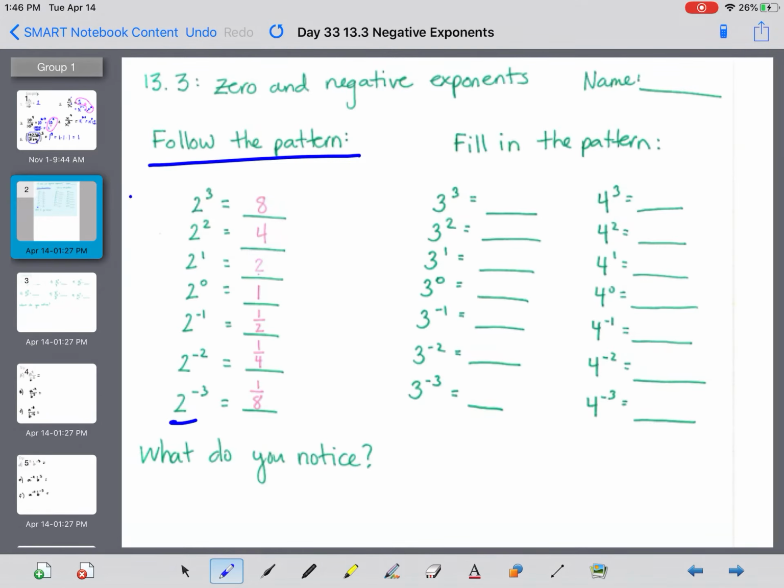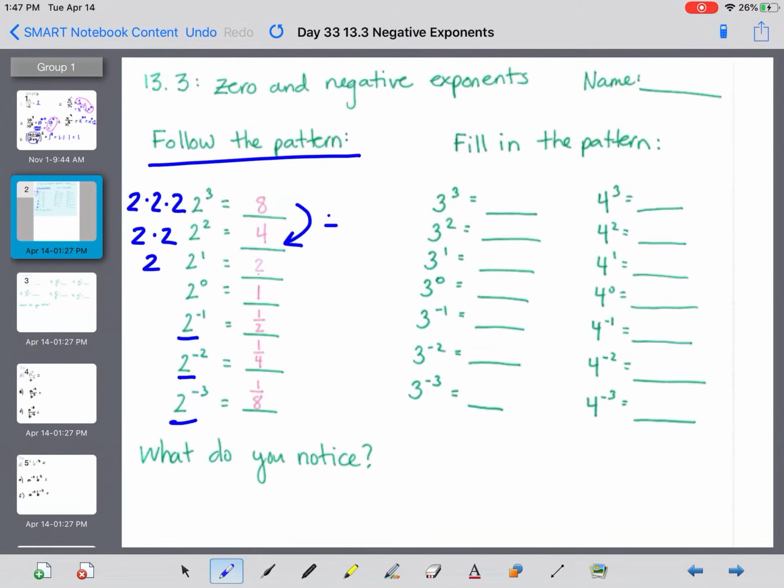So 2 to the third, remember that's going to be equal to 2 times 2 times 2. So that's 8. 2 squared is 2 times 2. That's equal to 4. 2 to the first would just be one factor of 2, so that's going to be 2. 2 to the 0, I'm going to tell you, is equal to 1. We saw that on the warm-up problems where anything to the 0 power was, in fact, equal to 1. And then 2 to the negative first, this is where it starts to get interesting, is actually equal to 1/2. 2 to the negative second is equal to 1/4, and 2 to the negative third is equal to 1/8.